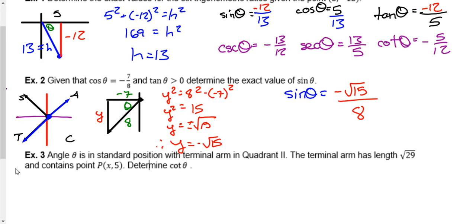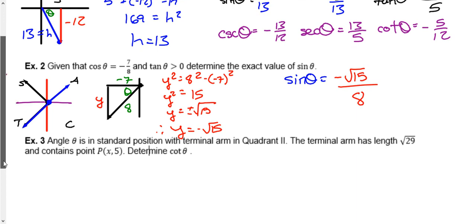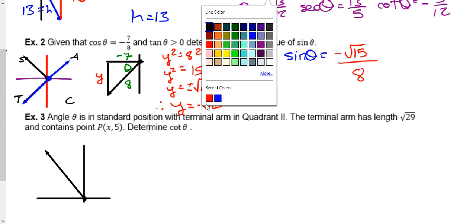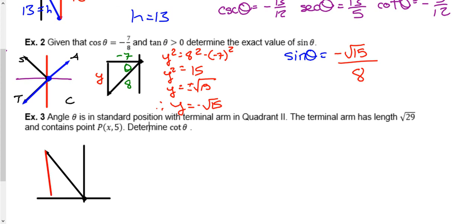In example 3, we have the angle in standard position with the terminal arm in quadrant 2. The terminal arm has a length of square root 29 and contains the point x, 5. Determine cotangent. Again, drawing out a quick sketch here. I know this time that I'm in quadrant 2, so I'm going to draw my line in quadrant 2. Let's draw a line straight down to our x-axis there.